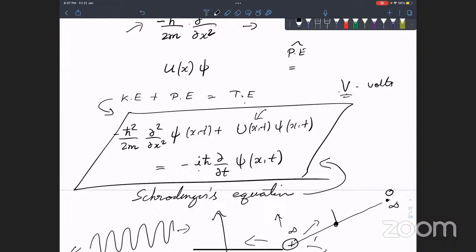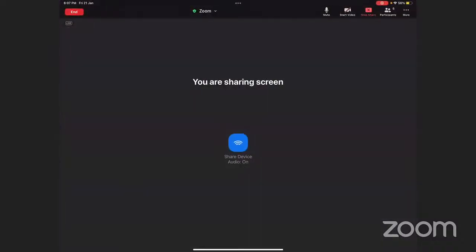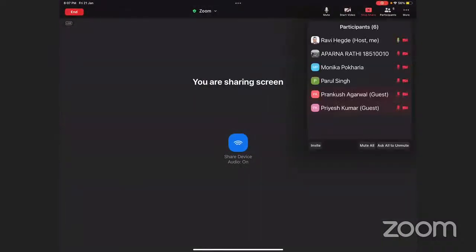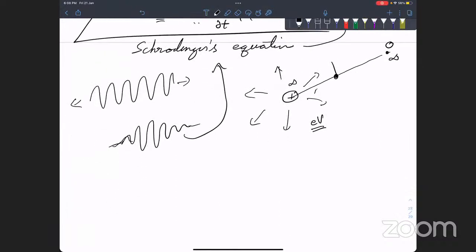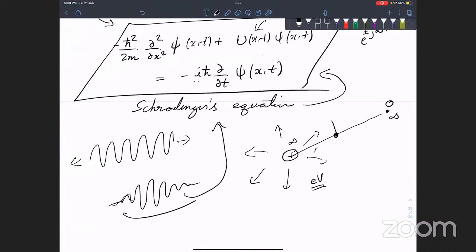So what will happen is, see, my wave function has e to the power j omega t. This could be plus or minus. Some people take e to the power plus j omega t, some people take e to the power minus j omega t. There this sign thing will cancel off. So these complex wave functions also satisfy Schrodinger's equation.